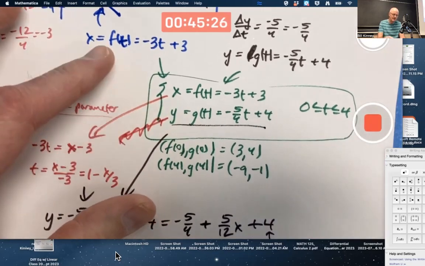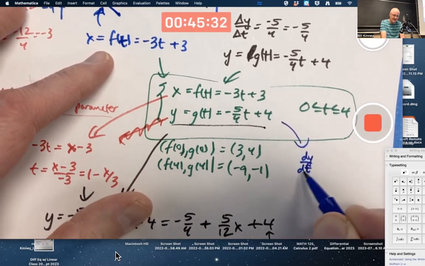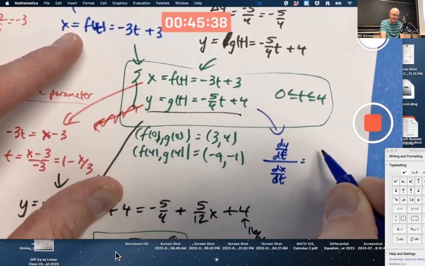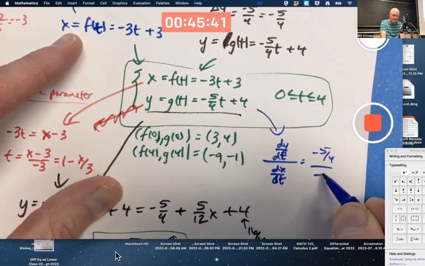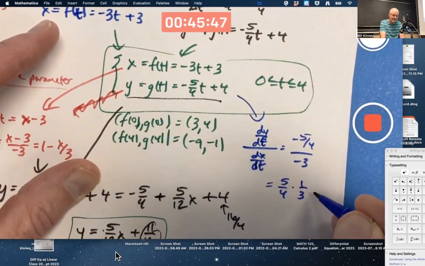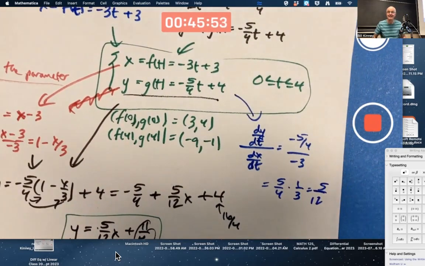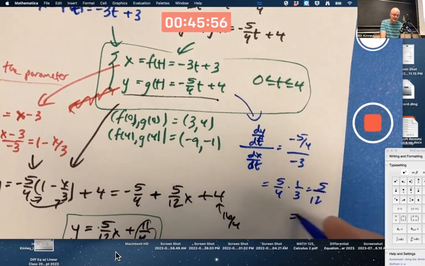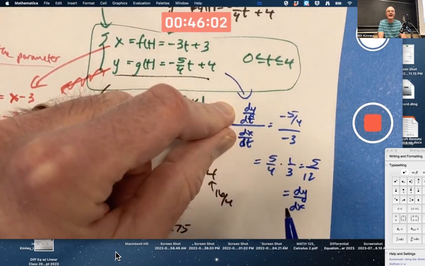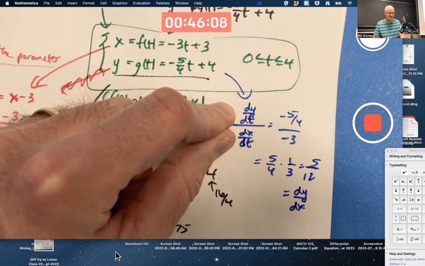If I compute dy/dt and divide it by dx/dt, for this example, what do I get? I get the ratio of two constants, -5/4 and -3. The negative signs cancel, and this simplifies to 5/12, the slope of the line. That's not an accident. You could call this dy/dx if you liked. It's almost as if in this fraction you can cancel the dt's. Oh, can we really cancel the dt's?